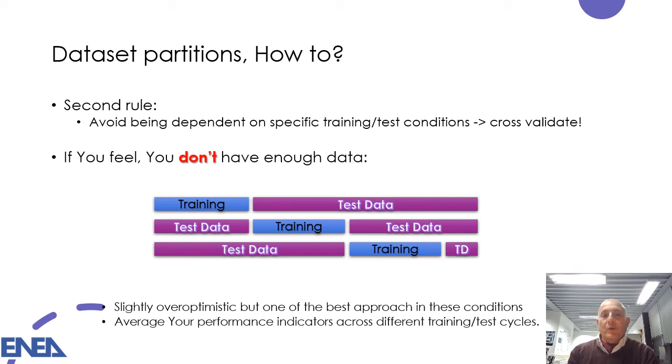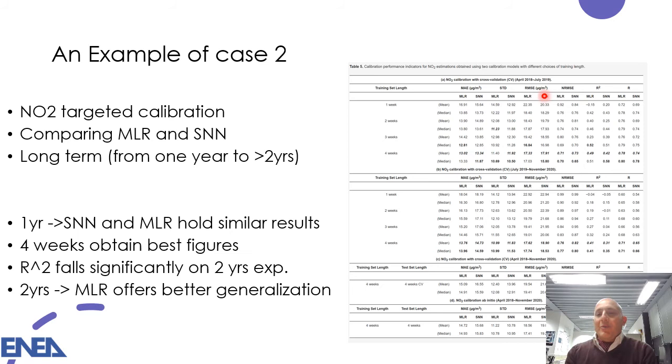So let's do an example of case two with our usual table, and we have another setting. We still have NO2 target calibration. We are still comparing multilinear regression and shallow neural network, but this time we have a long-term experiment. Actually, we have several different experiments, and they range from 1 year deployment to 2 years. Okay, so let's have a look at the table.